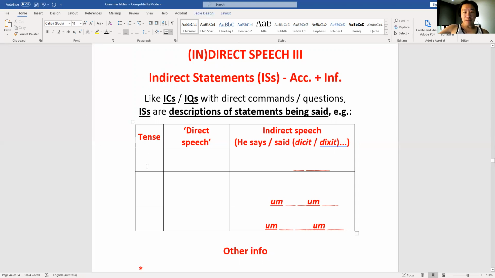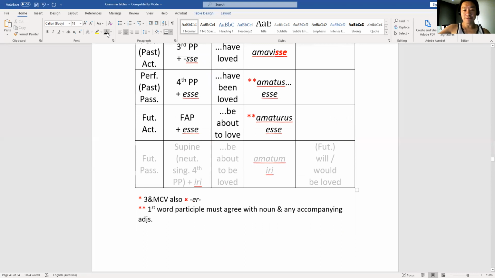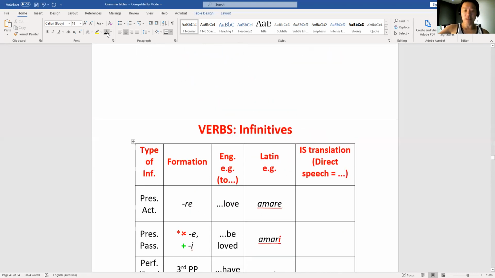So the great thing about indirect statements, unlike indirect commands and indirect questions, is that it doesn't involve the subjunctive. There are elements or similarities you will see with the other 2 types of indirect speech, but you don't have to worry about sequence of tense and all that. So first things first, like indirect questions, you have to think about what tense the direct quote is. And going back to our last page, that will influence the tense of the infinitive that you use.